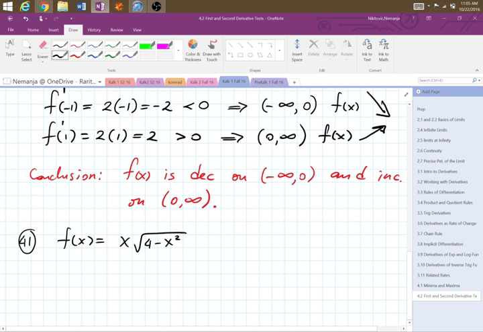So you will find critical numbers first, and then we are going to do the number line, regions, pick test points, and then test those test points in calculus.